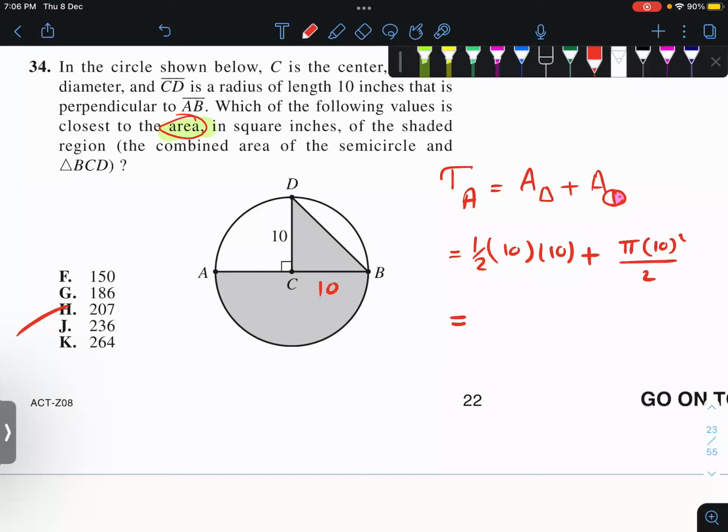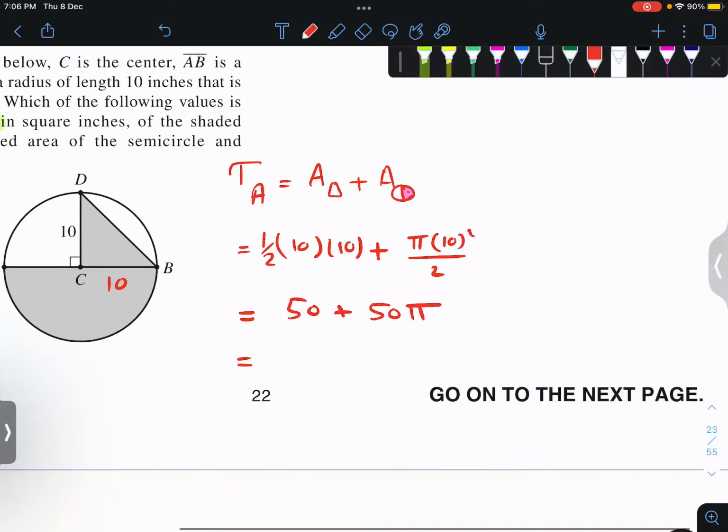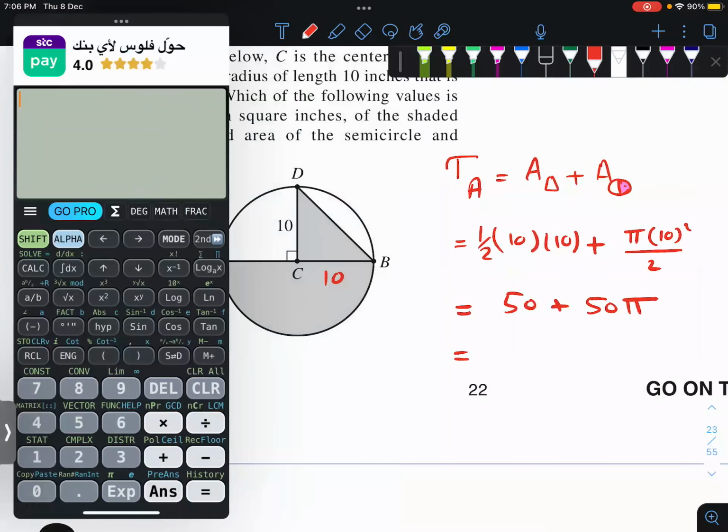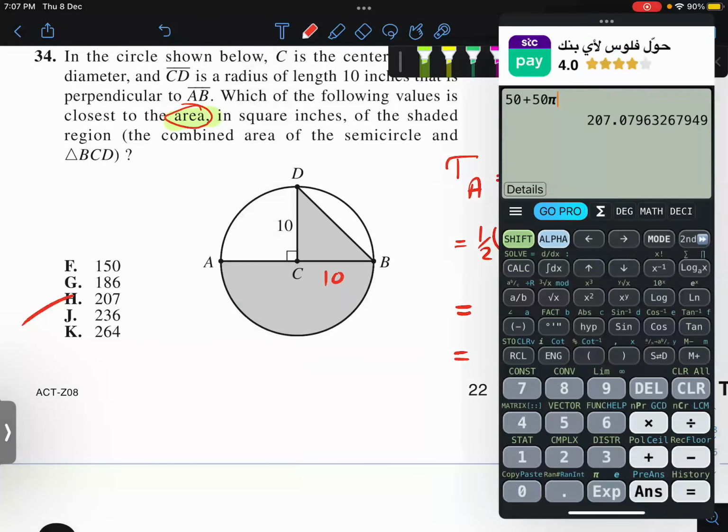And then do this all in the calculator. Here 50 plus 50 pi. And then simplify this on the calculator. Right or not? Yes, which is 50 plus 50 pi. Sorry, 50 plus 50 pi equals in decimal 207.5, which is 207.